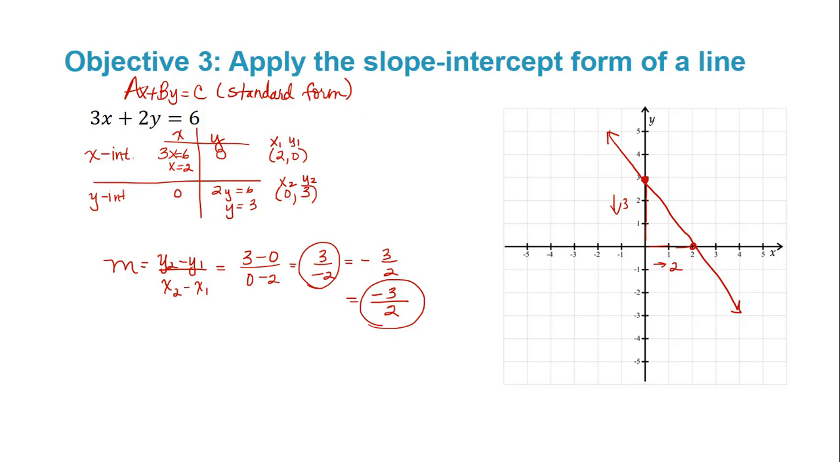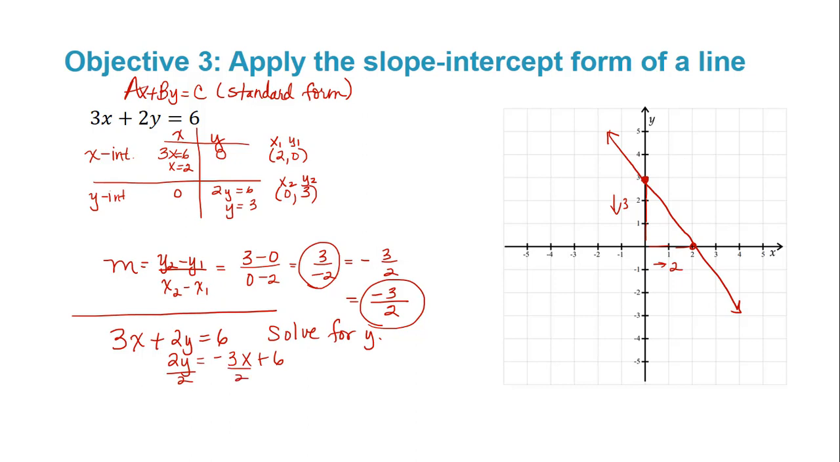Now here's another connection I want us to make. To find the slope, we found two points and plugged into the slope formula. But what if there's an easier way? What if it's actually staring at you in the equation? Let's look at what happens if I solve 3x plus 2y equals 6 for y. We would subtract the 3x, so we get 2y equals negative 3x plus 6, and then we divide by 2. When we divide by 2, we get y is equal to negative 3 halves x plus 3.